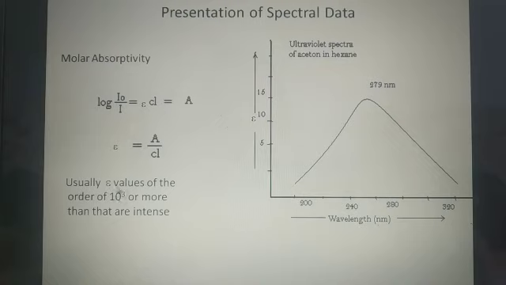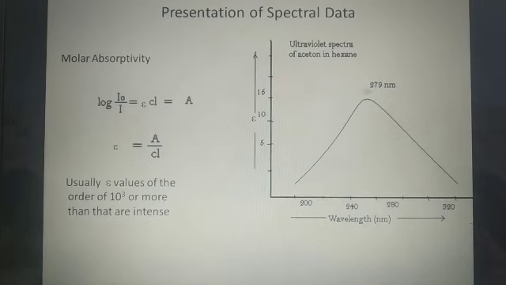Usually if its value is more than 1000, that is 10 raised to power 3, then those lines are of importance because we are able to see them in the spectra. If the value of epsilon is less than 10 raised to power 3, then those spectral lines are not of use because we are not able to see them in the spectra.